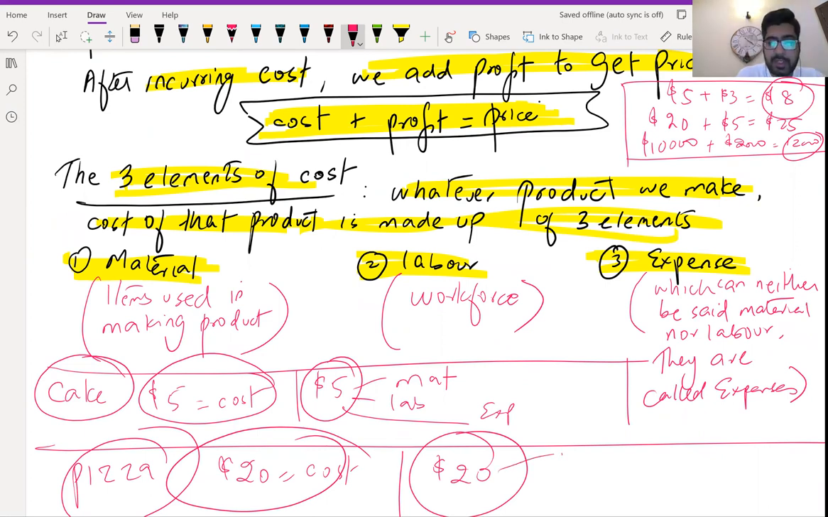Are there some items used in making pizza? Yes, money was spent there. Material like cheese, dough, ketchup. Okay, was some worker involved in making pizza? Yes, he was paid some money. That's labor. And electricity, gas, that is neither material nor labor, that is expense. Because when you spend $20 in making that pizza, where was it spent? Some $20 was spent on items, material. Some was spent on labor, workers, and anything other than that, expense. Okay.